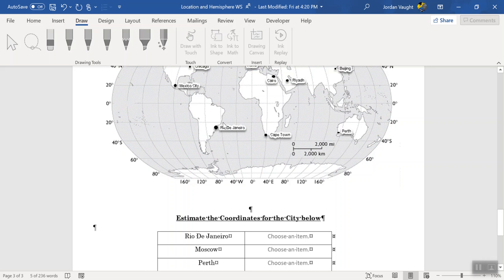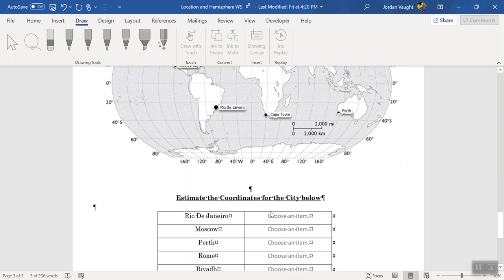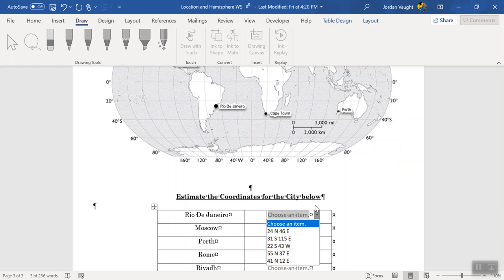Then we look at these two lines. All right, we see it's closer to this line. We go all the way down. It's close to 40 degrees west. Click on here. We're looking for something around 20 degrees south and 40 degrees west.